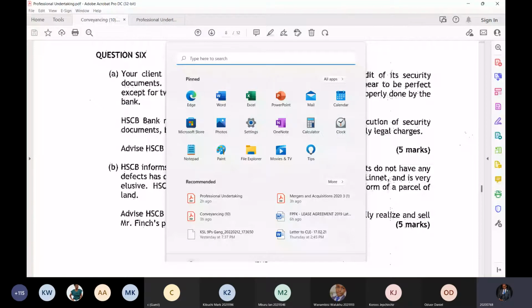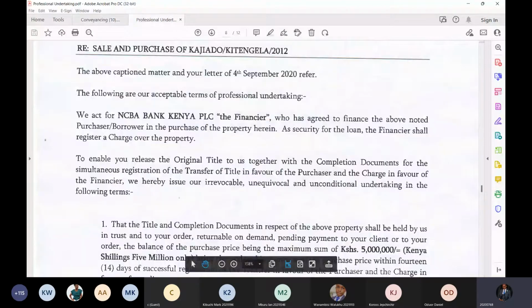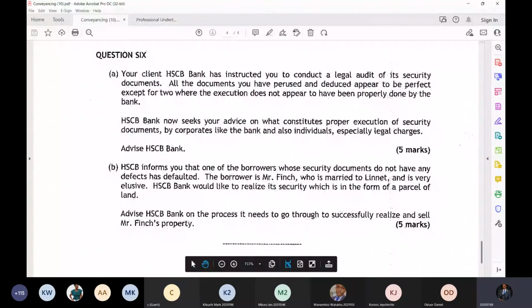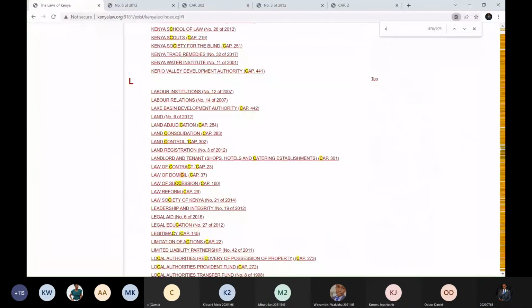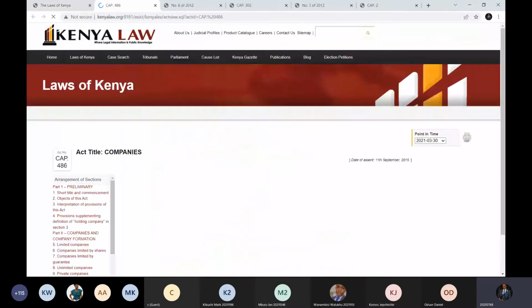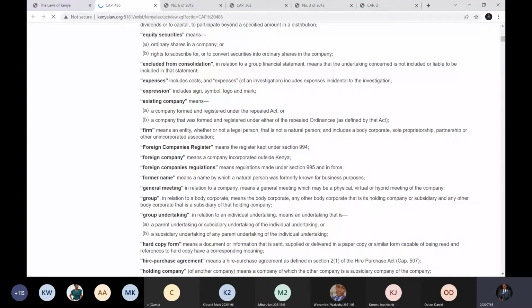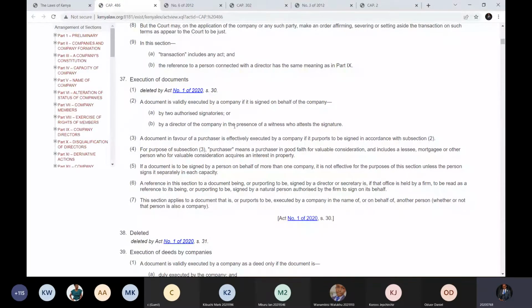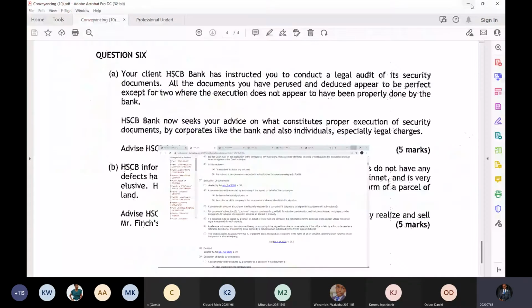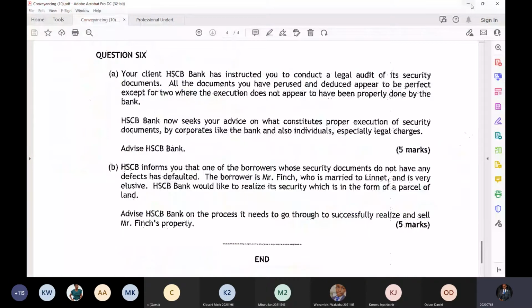When it's a company, how do they execute documents? For companies, you just follow the Companies Act. I don't know if it's section 37 of the Companies Act. Let me just check. For companies, how do they execute instruments? You'll start with section 37, yes, it's section 37 of the Companies Act. Either two authorized signatories or a director in the presence of a witness. You can just check. That's execution of documents by companies. Execution of documents by the bank, it's by the duly constituted attorneys of the bank.